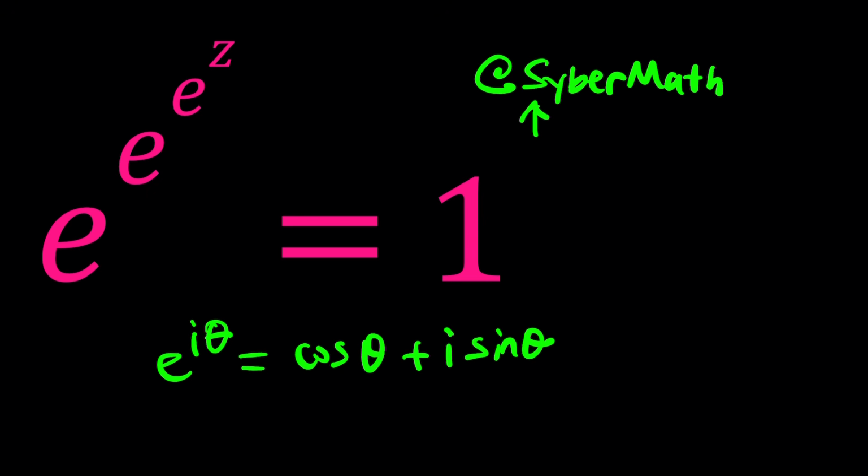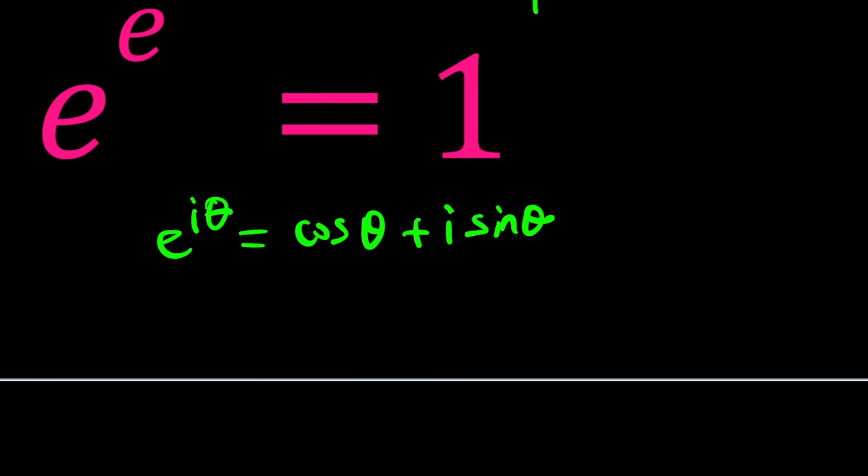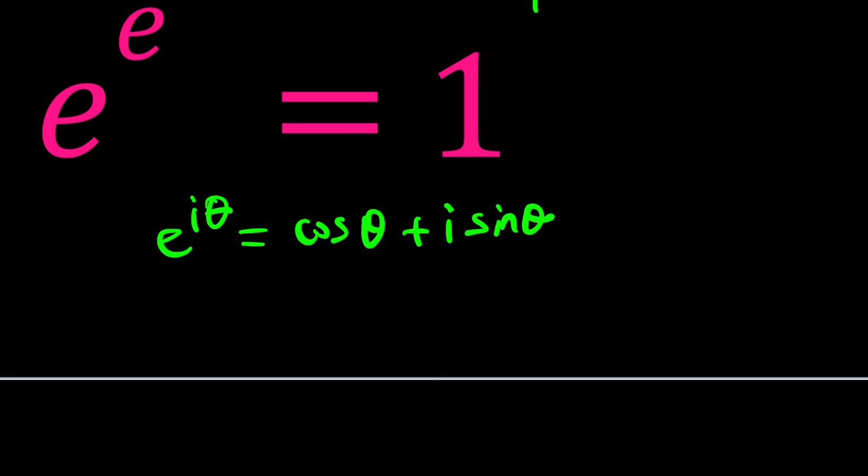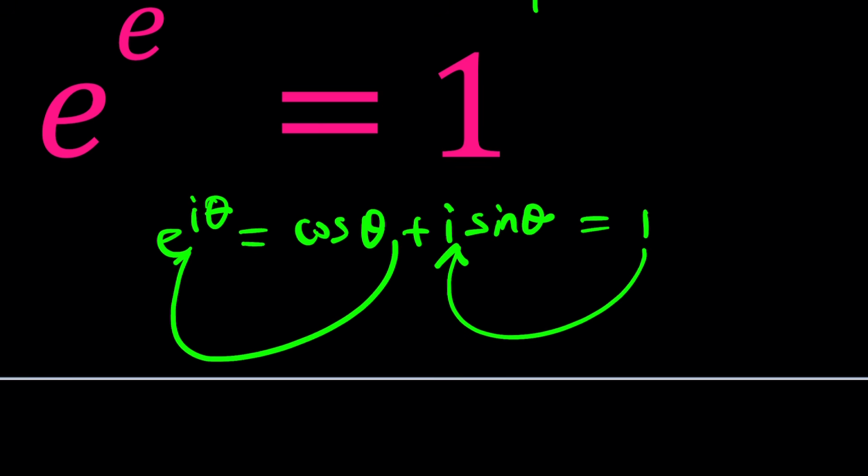But of course, you could replace theta with z, definitely, right? But does that really give you anything about e to the z? Well, here's the thing. If you're able to write 1 in this form, then you can convert it to this form. Why? Because there's a direct relationship, and it's beautiful.